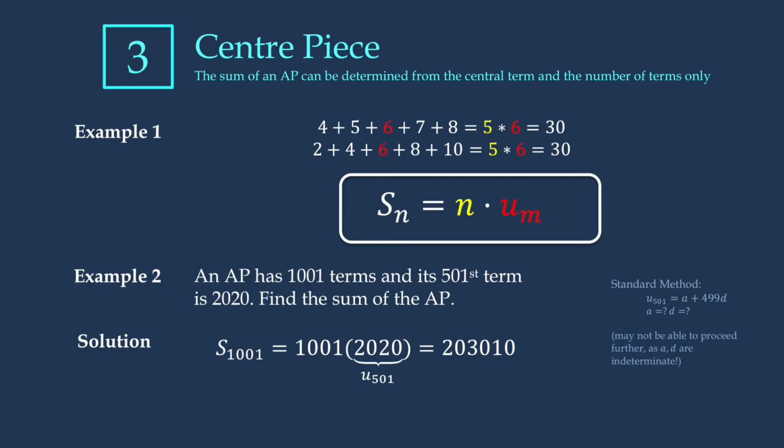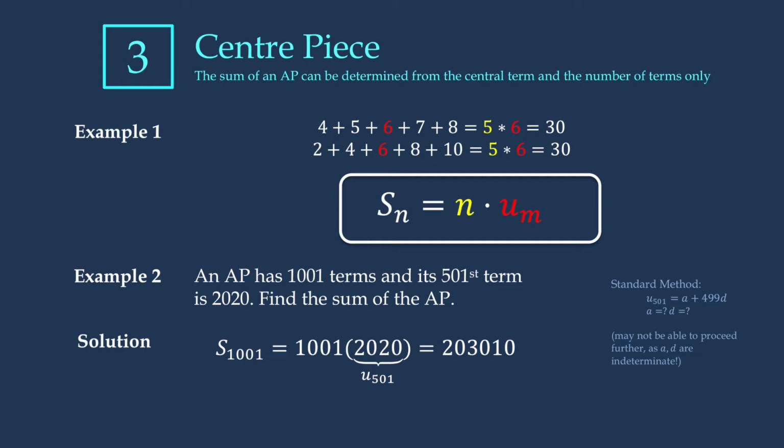Third point, centerpiece. If we are given the central term and the total number of terms in an AP, we can determine the sum of that AP immediately, without any further information. Let us see example 1. Here we have two different APs, with the same central term of 6, and the same number of terms, which is 5. We can easily see that the sums of both APs are equal, which is the product of the central term and the number of terms, i.e. 5 times 6, which is 30.